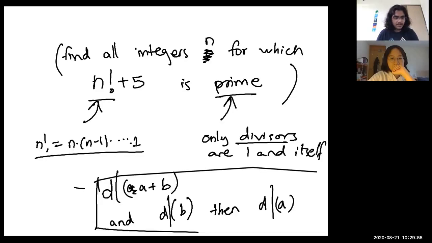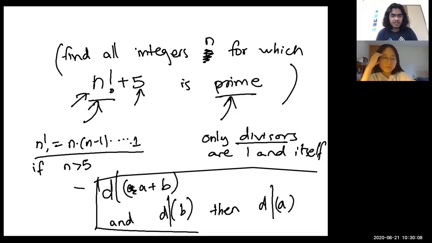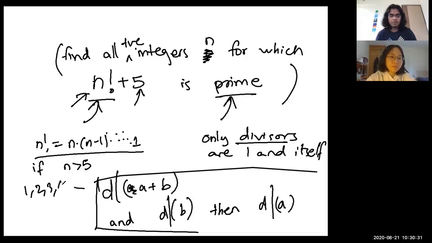Yes, so as Sasha pointed out, if n is greater than 5, then 5 divides this part trivially, and 5 also divides n factorial because n is greater than 5. So you will eventually hit a 5 here. And so 5 will divide n factorial plus 5. So if n is greater than 5, this can never be a prime. There should be a plus here. And now you're just left with 4 cases to solve. You're just supposed to consider 1, 2, 3, and 4.